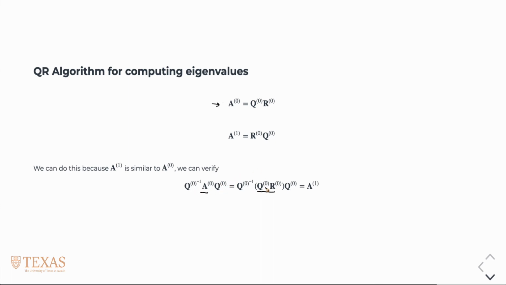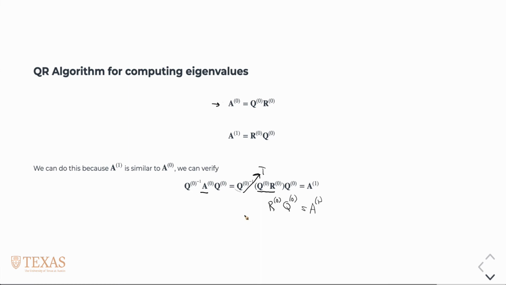And then over here, we just did the same thing to both sides. We multiply on the left here and here, multiply on the right here and here. Well, then we have Q0 inverse times Q0. That's the identity matrix. And so that just leaves R0 Q0 equal to A1. So we verify that this is something that's okay to do.